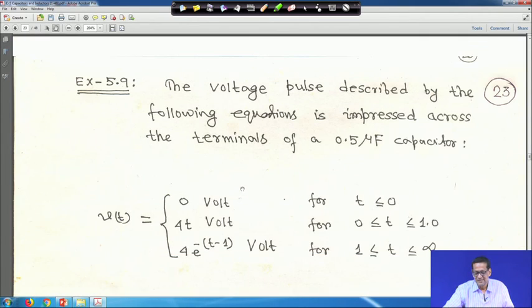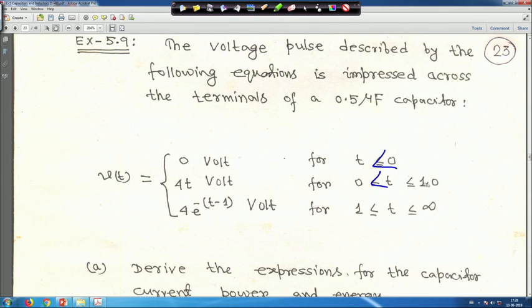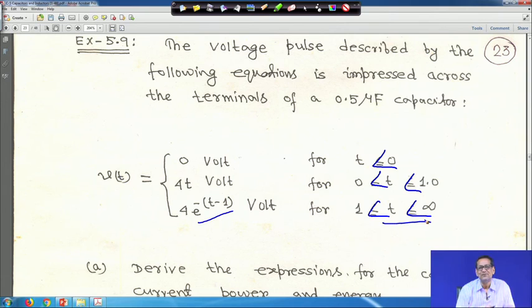So, another one we will take. The voltage pulse described by the following equations is impressed across the terminals of a 0.5 microfarad capacitor, right. So, v(t) is 0 volt for t less than 0, and 40 volt in between 0 and 1 second, and 40 e to the power minus (t minus 1) volt for t greater than 1, right.